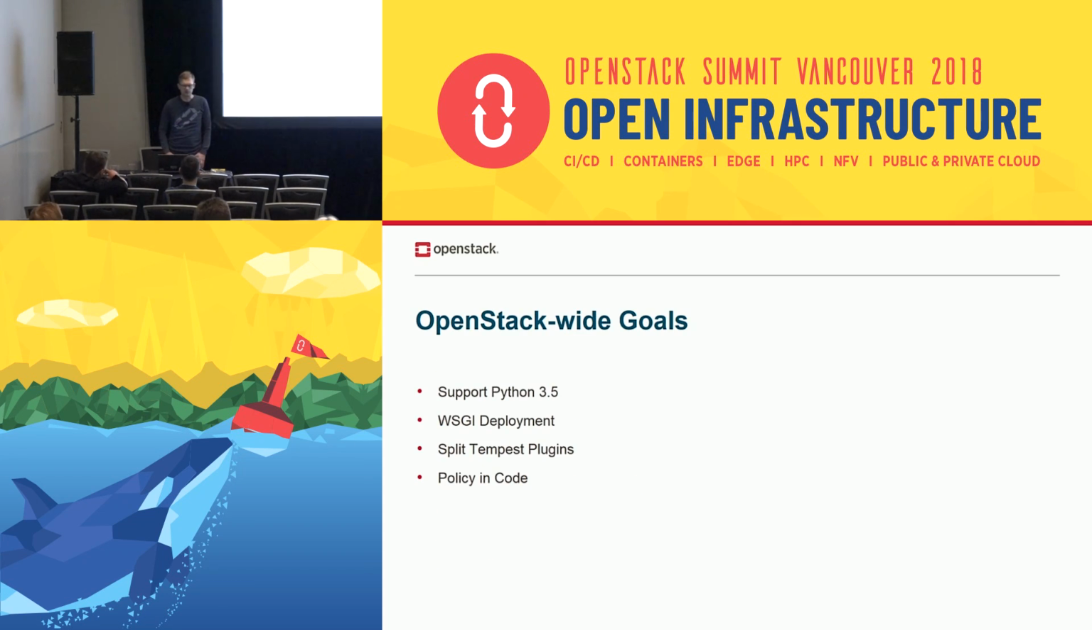We have also worked on OpenStack-wide goals. We have made good progress on adding support for Python 3. We are still not finished. We have two components left, but we are on a good way. We have added WSGI deployment support for the APIs, split the Tempest plugins into their own repository, and added registration and documentation of policy in code. Actually, also still not quite finished, but almost done.